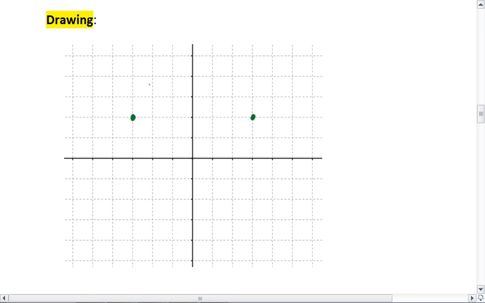If I were to, let's say, take a string, attach one end of the string to each focus, and then stretch that string out and hook a pencil to the end. As I keep both parts of the string tight, I can move that pencil around and it will create an ellipse. I know it's a really bad ellipse, but stick with me here.